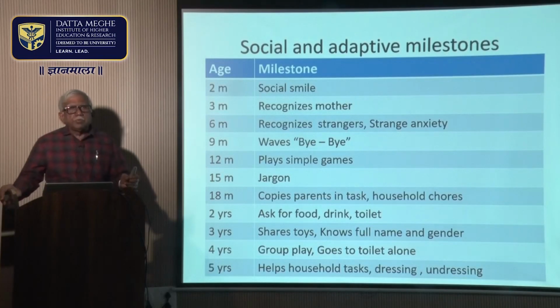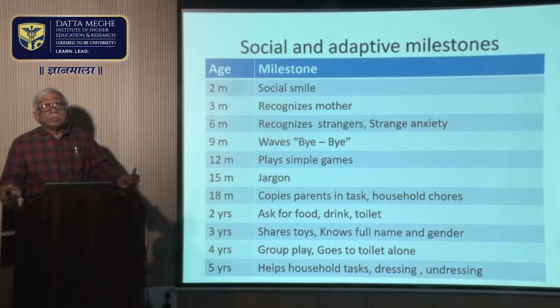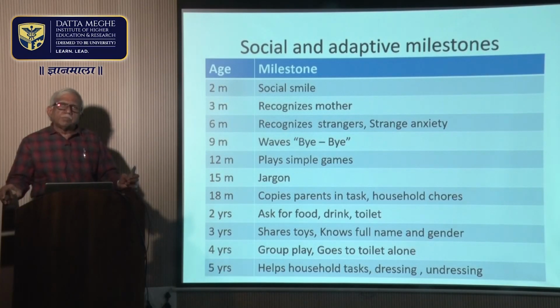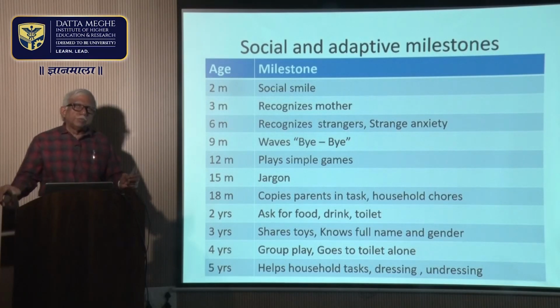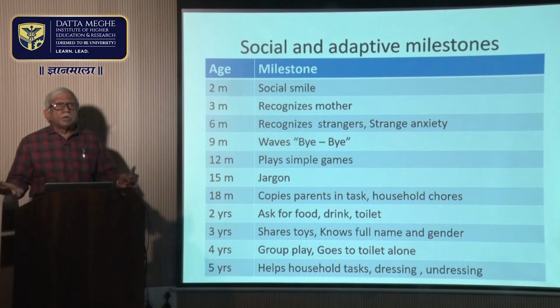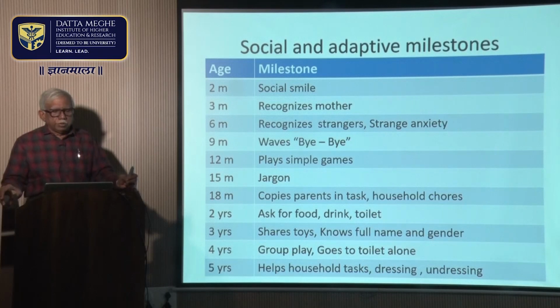Social and adaptive milestones: you find that at 6 to 8 weeks the child develops a social smile. By 3 months he recognizes the mother's voice. Even if the child is crying and the mother is trying to console him from a distance with her voice, he will try to stop crying. So this type of recognition of the mother's voice, mother's face, all becomes possible by 3 months of age.